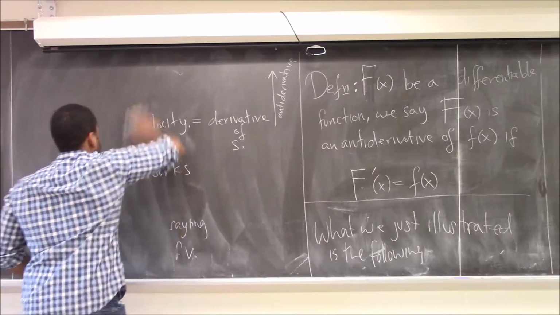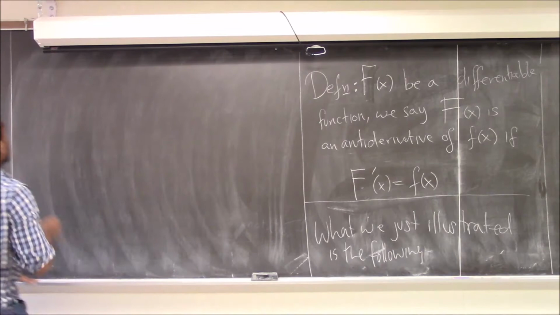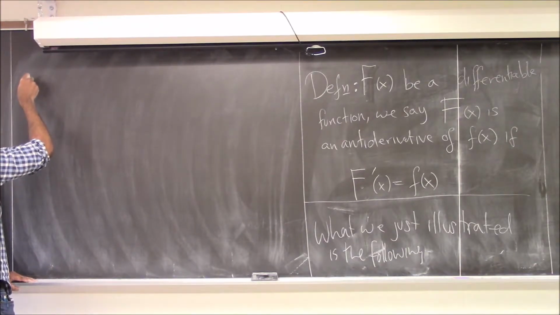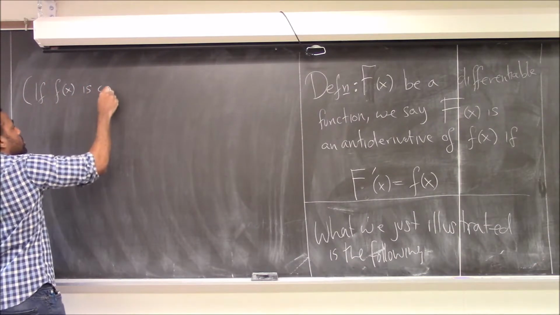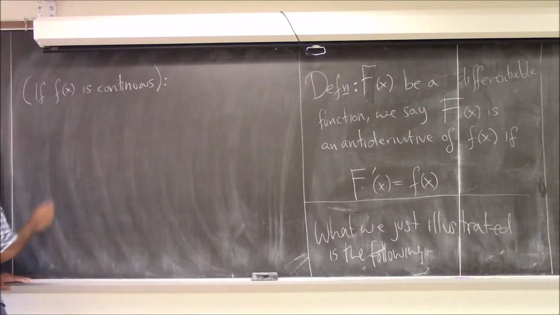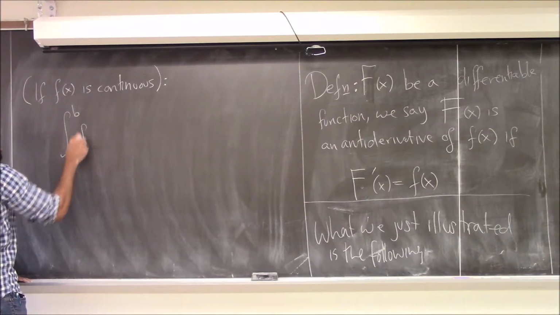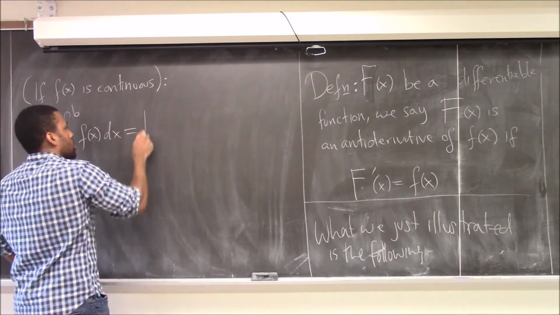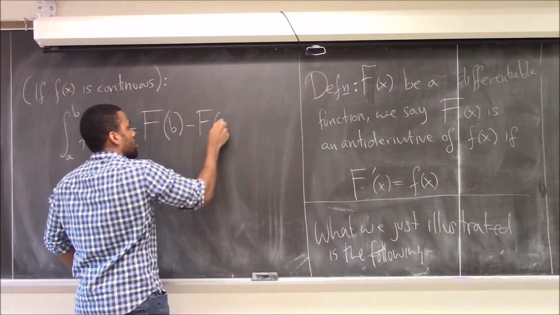But at the end of the day, the following is what we want to get to. What we just illustrated is the following fact, and this works out if f of x is continuous. Right? Because if there are gaps, bad things can happen. The integral from a to b of this small function will be equal to big F evaluated at the upper limit minus big F evaluated at the lower limit.